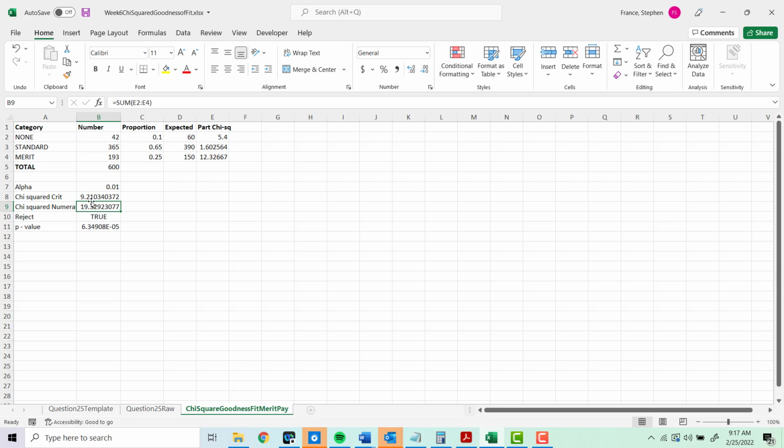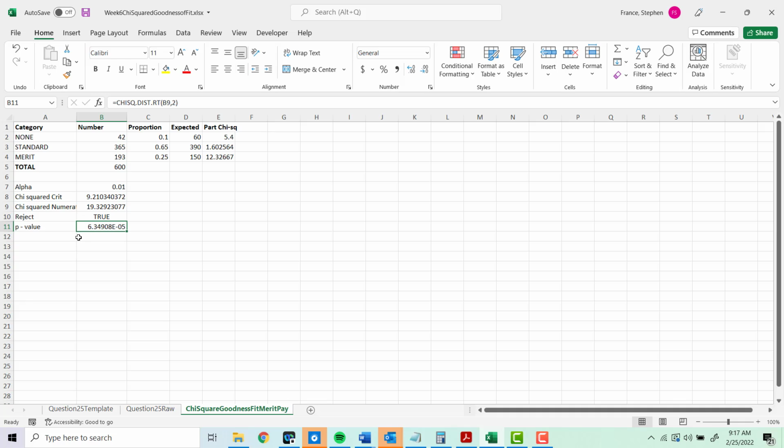You see our actual chi-squared is greater than the critical chi-squared. This is our rejection criteria. So we reject if our chi-squared is greater than the critical. And we also reject if our p-value is less than our alpha, which it obviously is here. This e minus 5 just means 10 to the power of minus 5. So this is a very small number here.